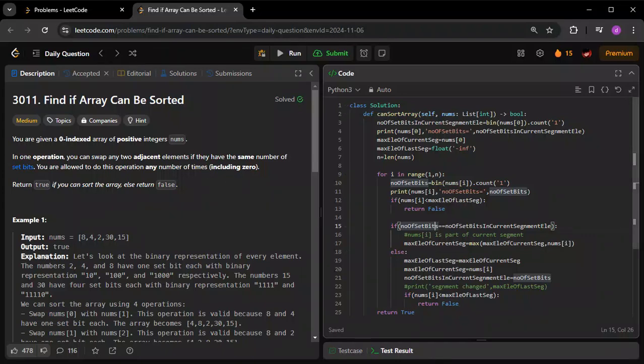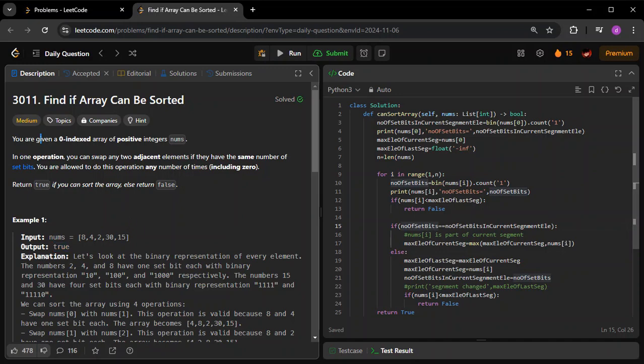Today we are at day 6 of the November Daily LeetCode Challenge, and we again have a medium level question in front of us, and it's again related to arrays, like the normal list arrays. So here it is question 3011: Find if array can be sorted. The input given to us will be an integer array, and the output will be a boolean, that is true or false.